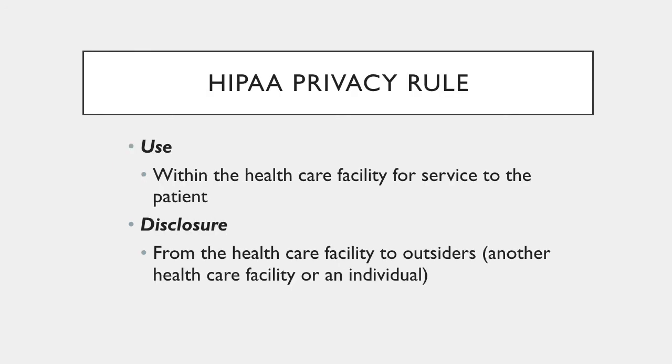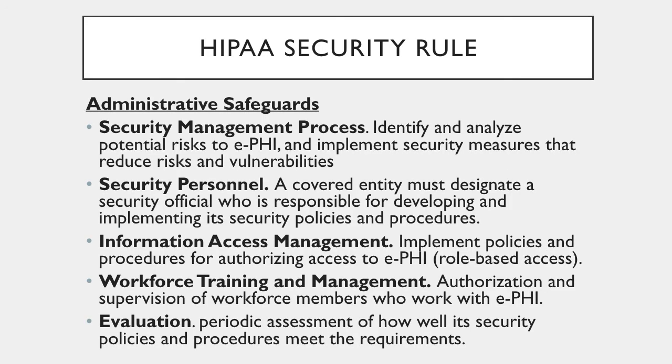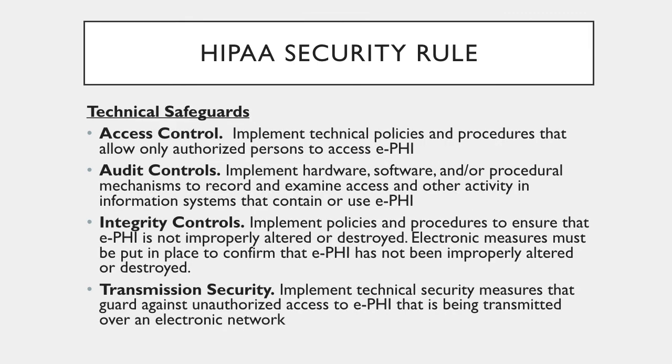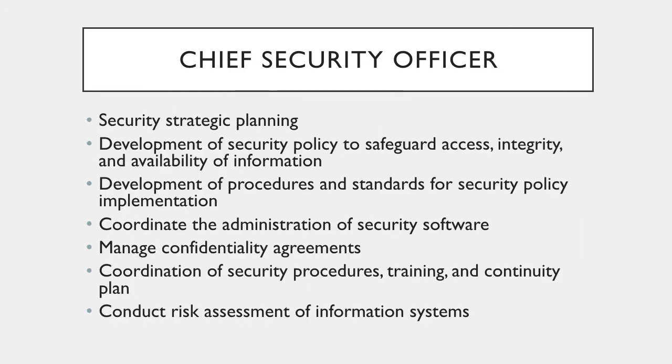HIPAA's privacy rule discusses the use and the disclosure of protected health information. And if you don't know the difference between these two verbs, then you need to study them because they are important. HIPAA's security rule brings us safeguards: administrative safeguards, physical safeguards, and technical safeguards. And you can read all about these, like I said, in the HIPAA security rule summary. And also understand the job of the Chief Security Officer in addition to the job of the Chief Privacy Officer, because both are required under HIPAA.